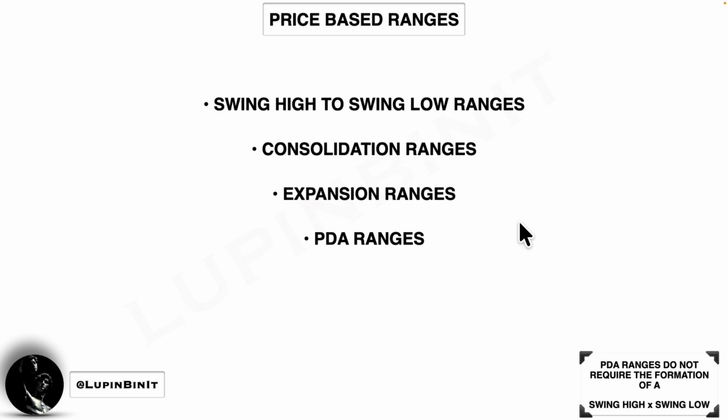So that video should be referred back to if needs be in order to know how to identify a consolidation and an expansion. And then we have PD array ranges. So footnote on the bottom right, PD array ranges do not require the formation of a swing high and a swing low. We're just paying attention to the respective PD array.